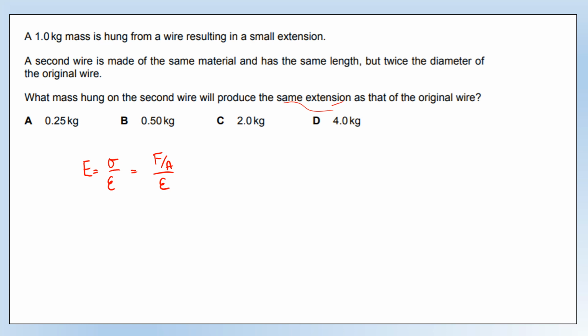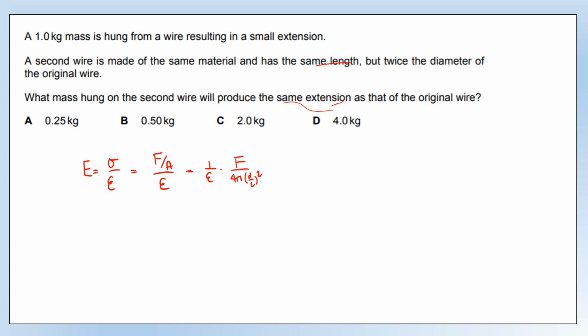So I'm not going to bother expanding that out into extension over original length, because they have the same length. So that's going to be 1 over strain dot force over 4 pi (d over 2) squared. So essentially you can see that if we have double the diameter, that's going to get squared. So the bottom line is going to get 4 times bigger.